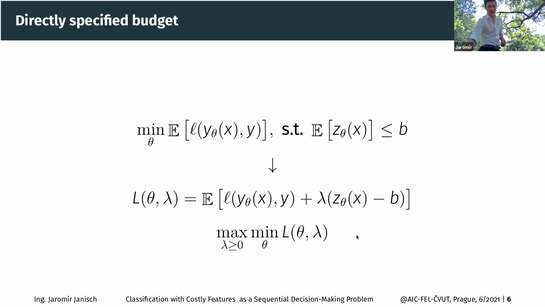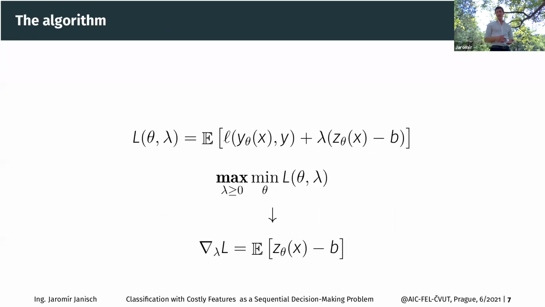Okay. So based on this result and inspired by some other research which works with this idea, we can gradually tune lambda by following its gradient. So the gradient of the Lagrangian with respect to lambda is really simple. It's just the expected cost of samples minus the budget. So the gradient is really simple.